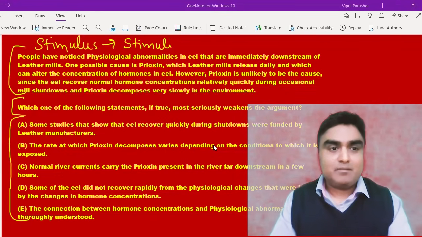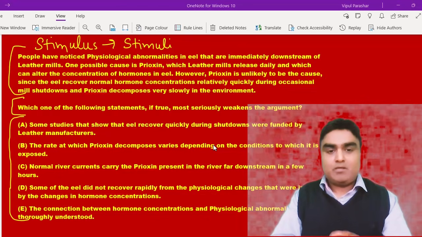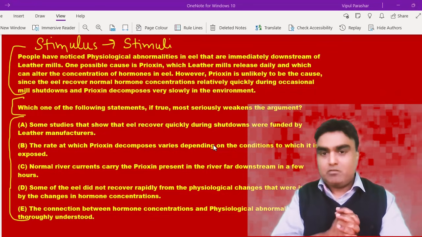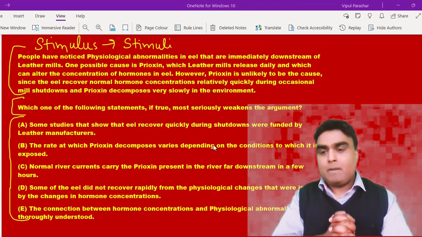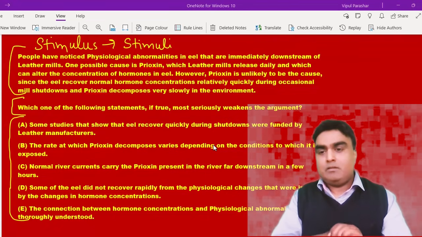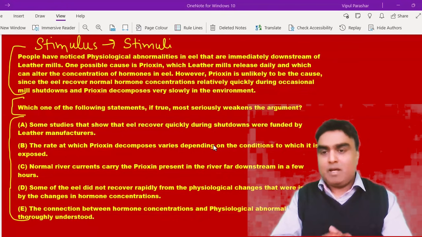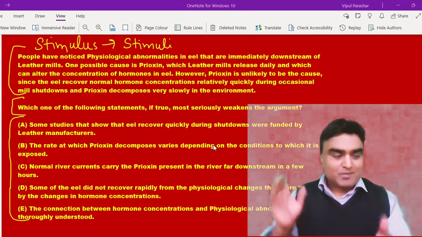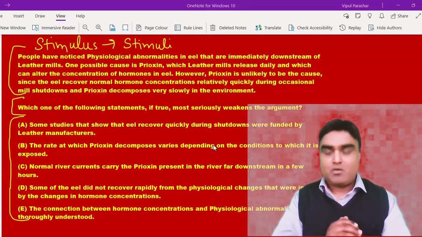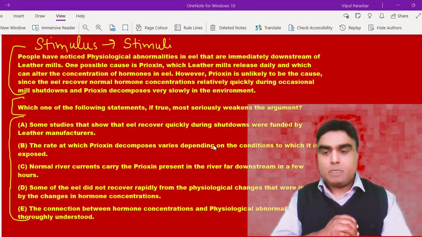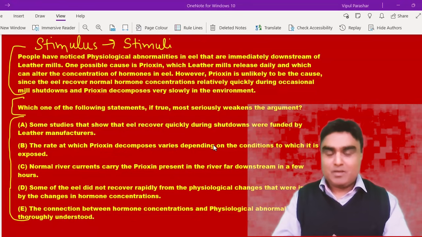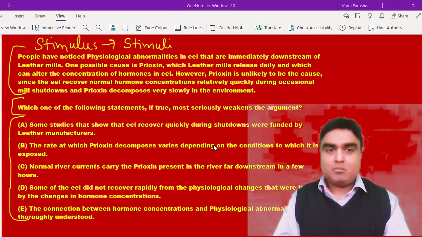Statement A: Some studies that show that health recover quickly during shutdowns were funded by leather manufacturers. Does it weaken the argument? Very good. And I would not only like to hear yes or no. A lot of messages, yes and no. Why? What exactly is wrong with the statement? Yes, no, everyone answers tak tak tak. When I asked what is the reason, now everyone is in the meditation mudra.